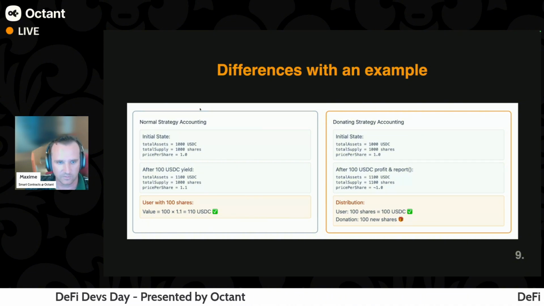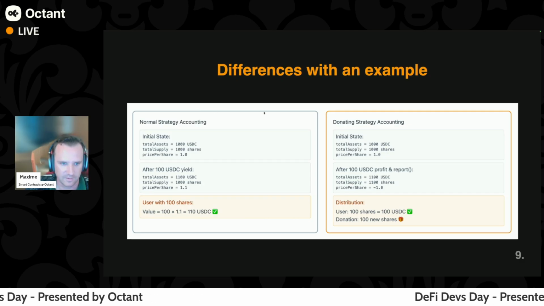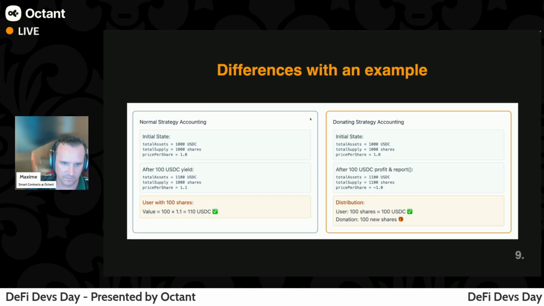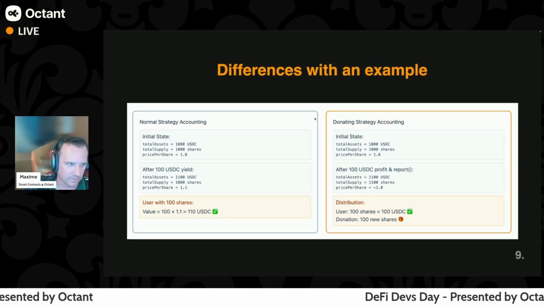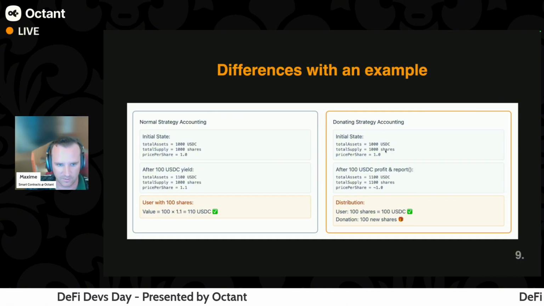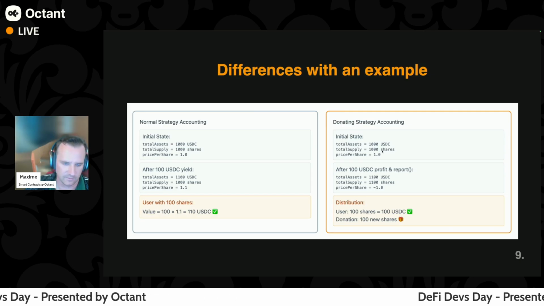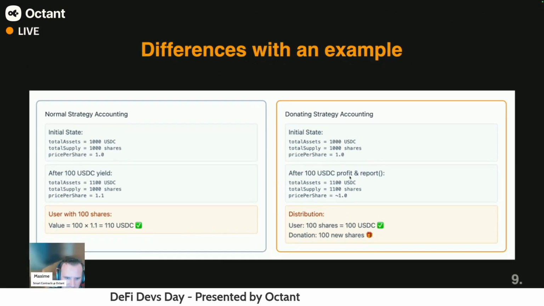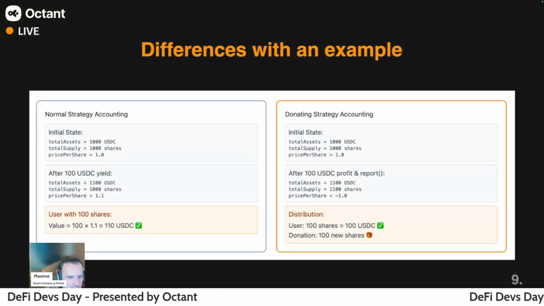While in our case, with the same initial state, after there is 100 USDC generated in profits, the total asset becomes 1,100. However, the difference with the normal strategy is that the total supply will also increase to 1,100. So the price per share will remain 1. What happens is there are new 100 shares that are donated to the donation address, and the user still has 100 shares and can still withdraw 100 USDC.